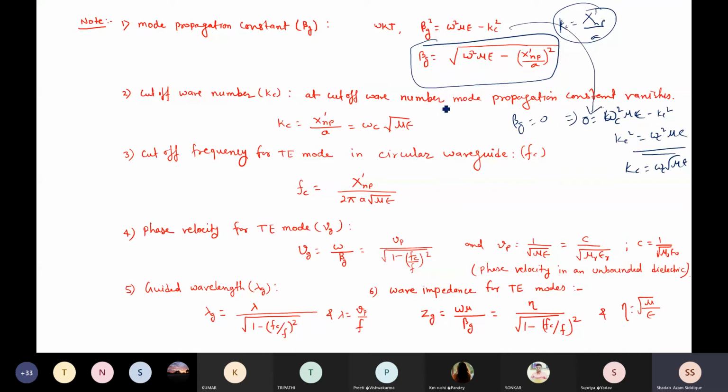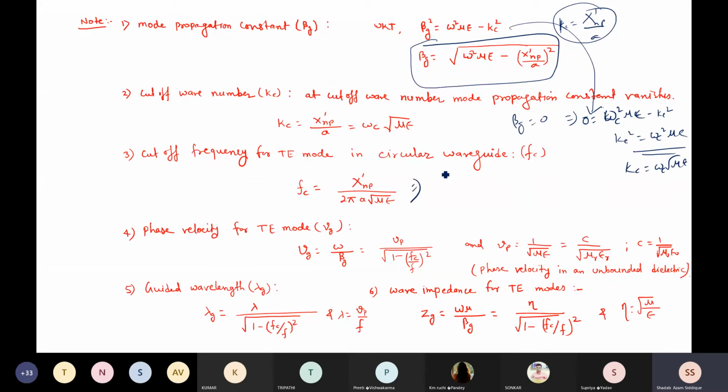So at cutoff, the wave will not propagate. There will be no propagation constant. Now we have the cutoff frequency of a TE mode in a circular waveguide. At the cutoff frequency the wave will not propagate, and it is just starting to propagate. Just above the cutoff frequency, the wave will start to propagate. So fc should be equal to x'np upon 2 pi a root under mu epsilon.